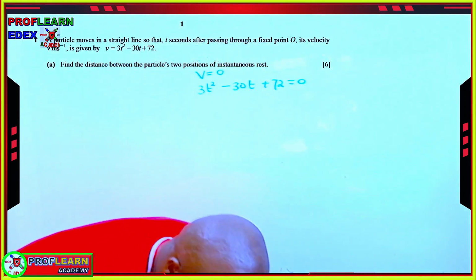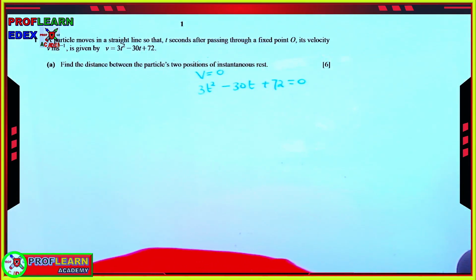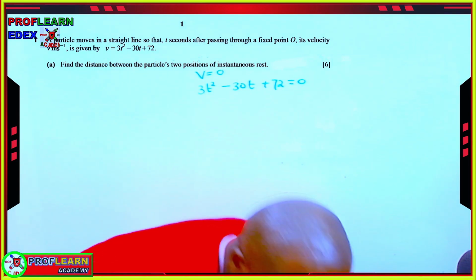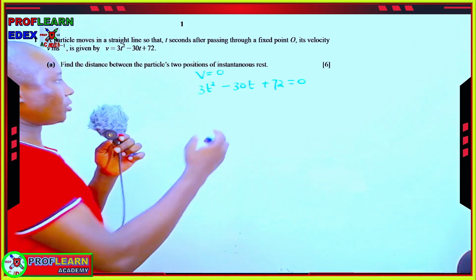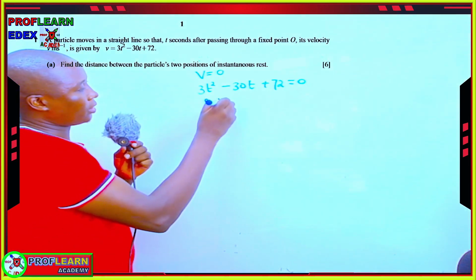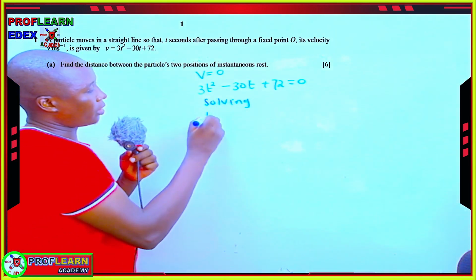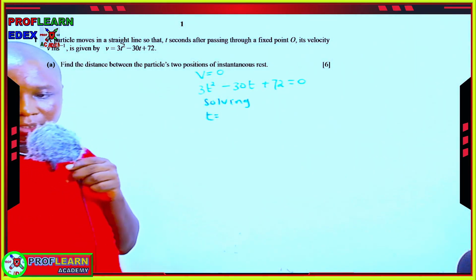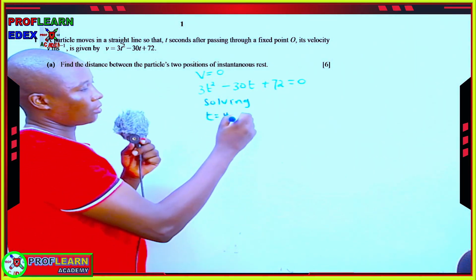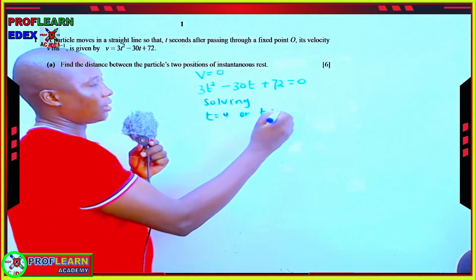Our velocity is equal to 0, so that we can work out the value of t when velocity is 0. Solving the quadratic, we are going to get t equals 4, or t equals 6.